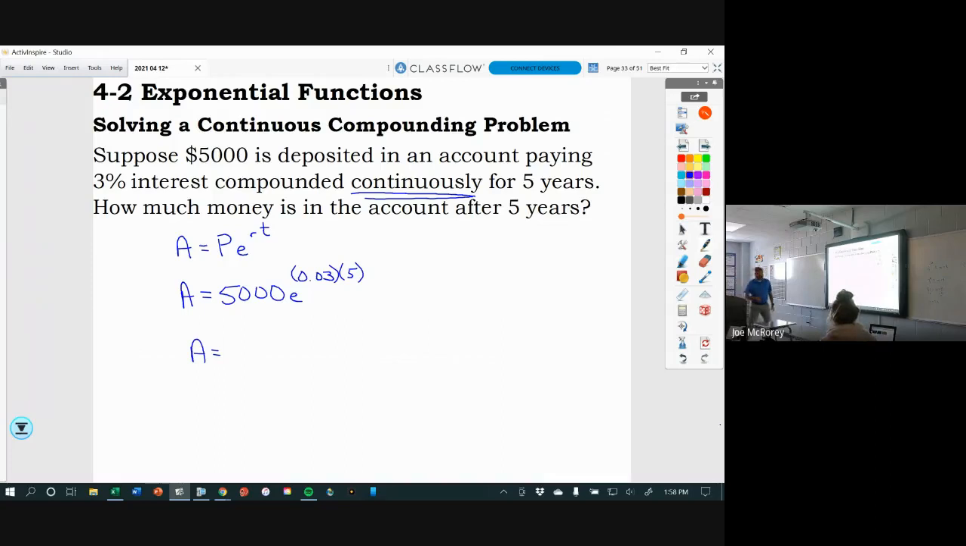I got 3. Do you have to put it in parentheses on the calculator? You could actually put 0.03 times 5 up there if you wanted to, that'd be fine. Oh man, I forgot the e. That's pretty important. But the e just throws me off because it's a letter. It's not a letter, it's a number. It's a symbol. A, B, C, D, it's e, italicized. How much money do you have? $5,809.17.